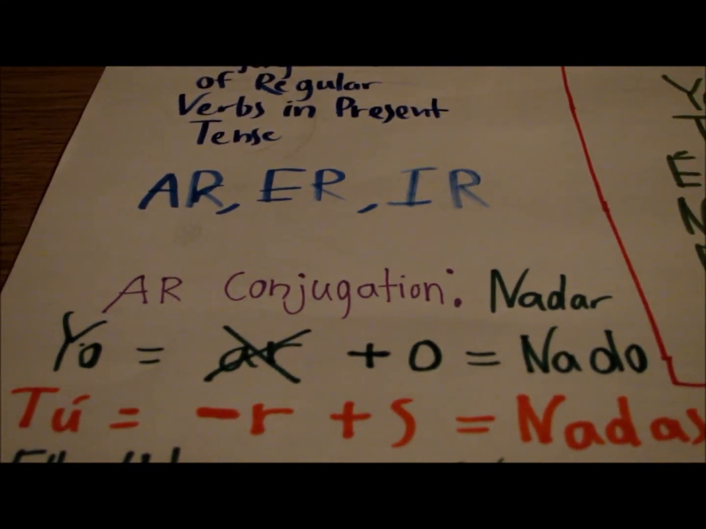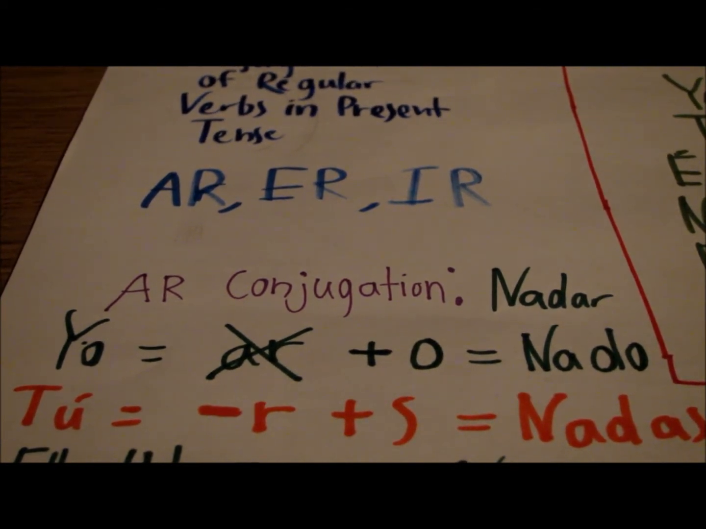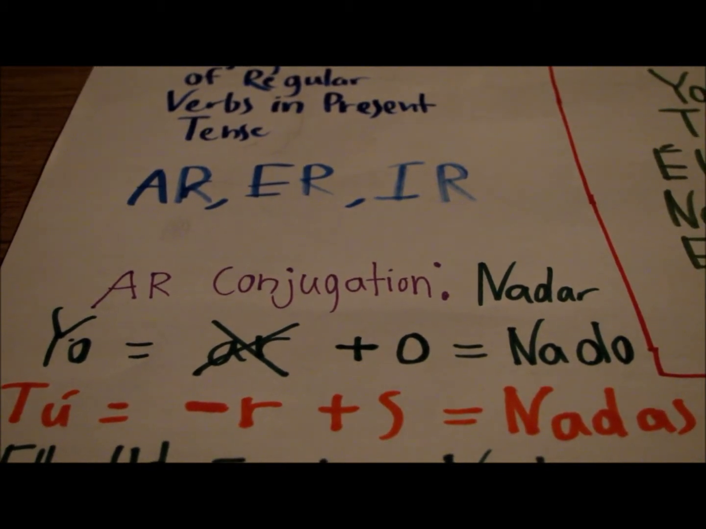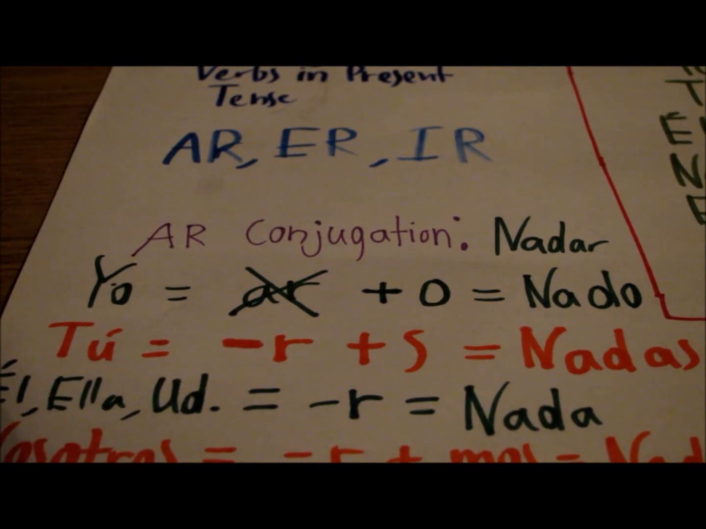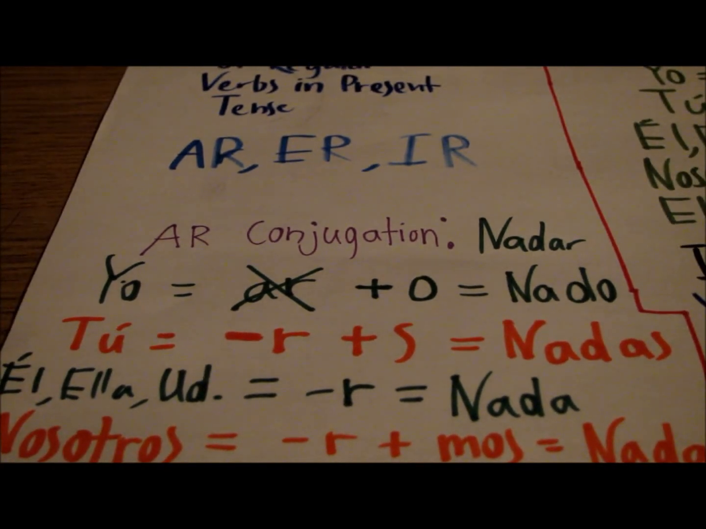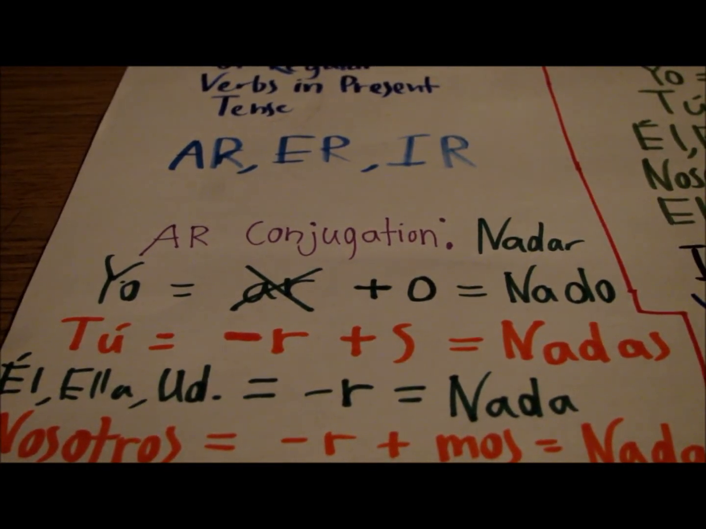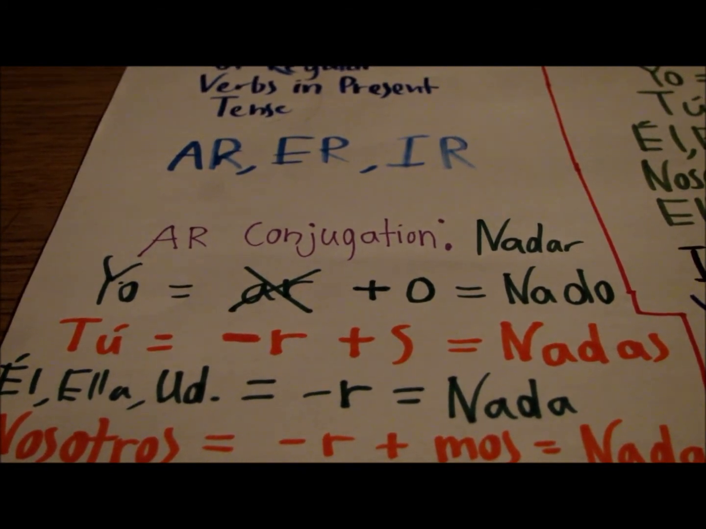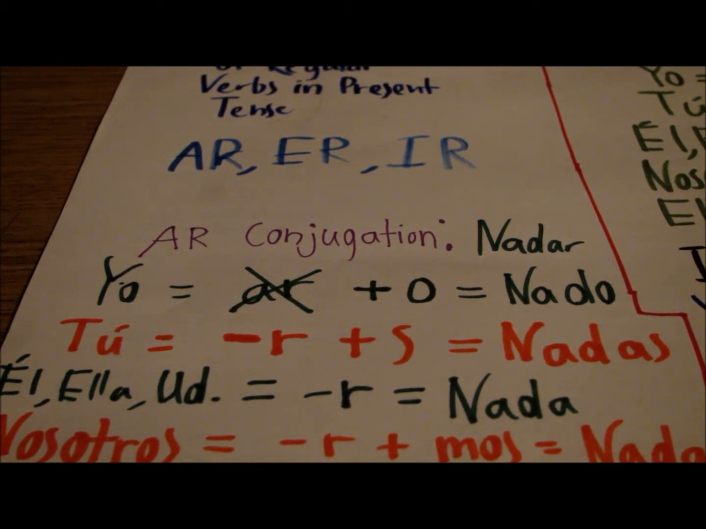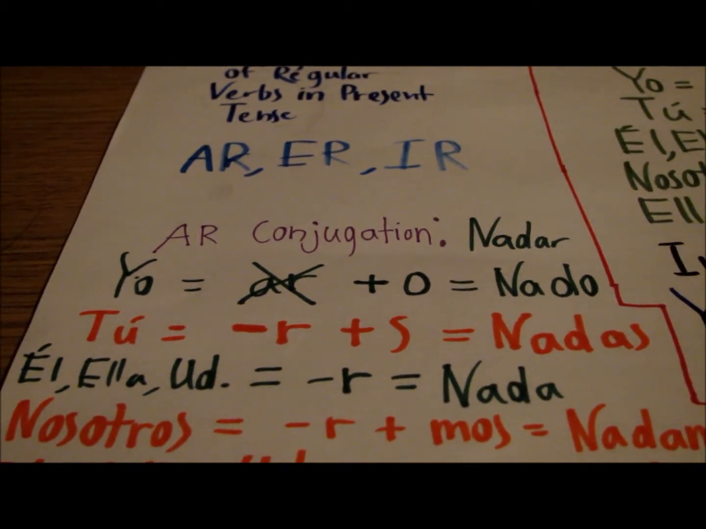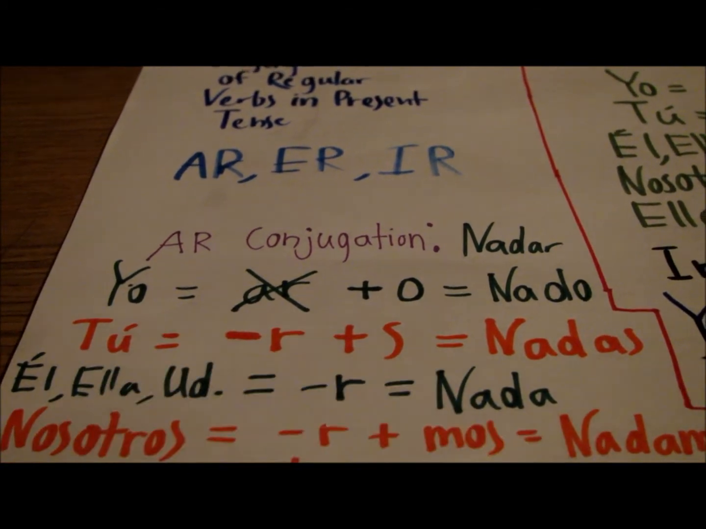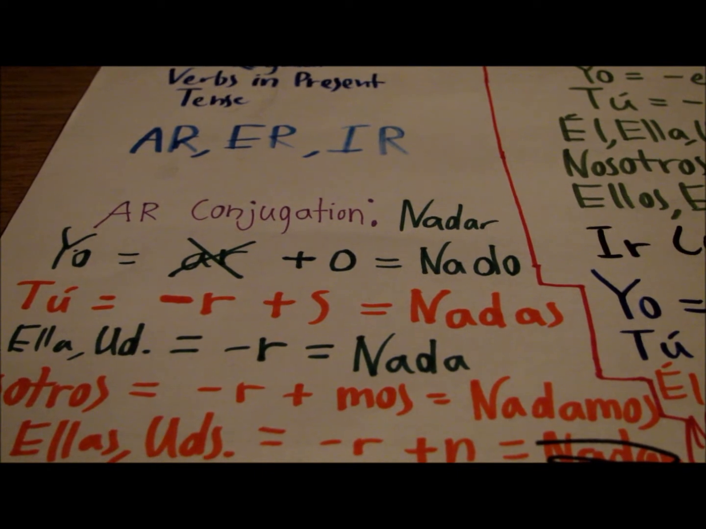Next is the tú form, which means you. You would take off the R and then add an S. So that would make it nadas, which means you swim. Next is él, ella, y usted. You would take off the R on that to make it nada, which means he, she, or you formal swim. Next we have nosotros. We would take off the R and then add mos to make it nadamos, which means we swim.